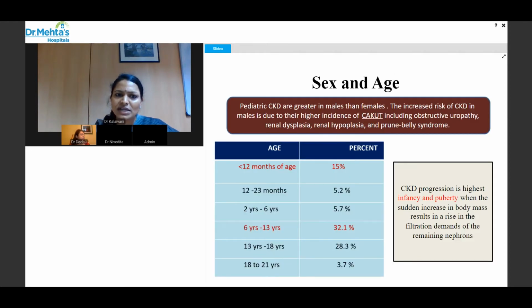And next is age and sex distribution. Pediatric CKD is common throughout childhood, and it is more common in males. It is a known fact that males have a higher risk because they have common anomalies like obstructive uropathy, renal dysplasia, and prune belly syndrome. We should note that during infancy and the pubertal stage, they are more prone to worsening of CKD, because that is the time of rapid growth. So this rapid growth and sudden increase in body mass results in high filtration demand.